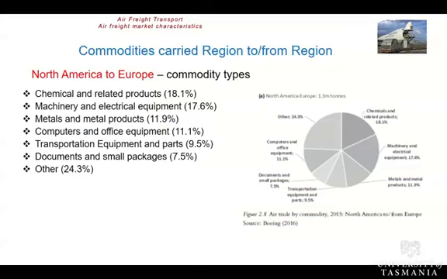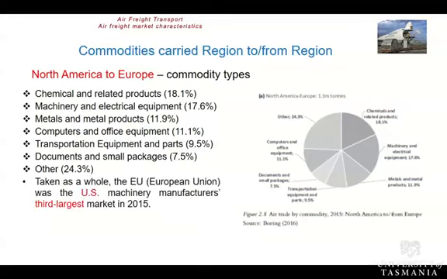We've only been unable to put 24% of freight into a category. So they strongly focus on key manufacturing areas: chemicals, machinery, metals, computers, transport equipment and documents. Quite huge volumes of goods going across there in those particular categories. And I suppose if you had a look at where the main markets are for the US, the EU really does stand out there. In terms of machinery, for an example, it's their third largest market.